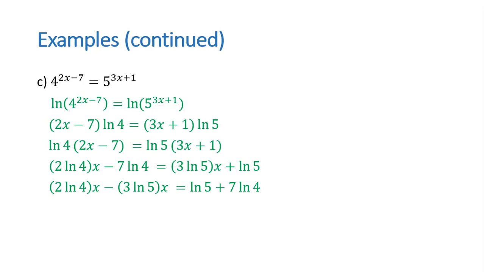We just divide and solve. Unfortunately, 2 natural log of 4 and 3 natural log of 5 can't really be combined together in that same way. So our other option at this point is to factor out the x on the left as a greatest common factor. Notice both the first term and the second term have an x in common.